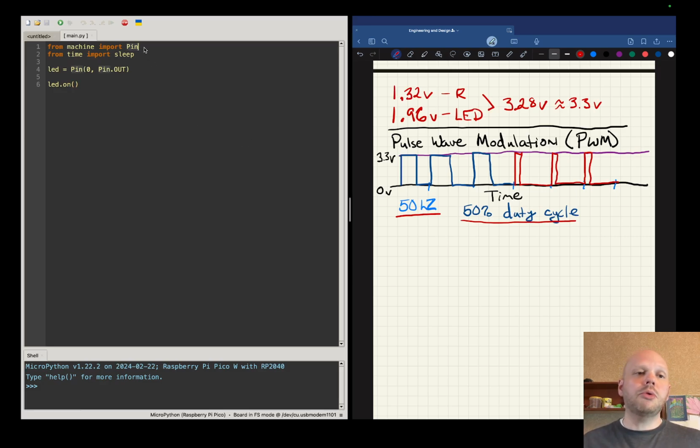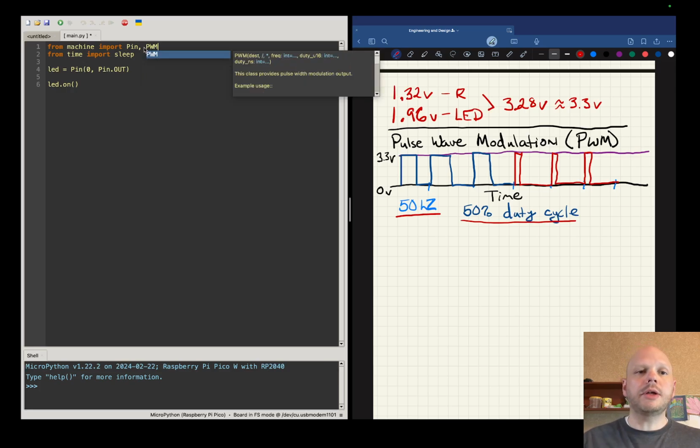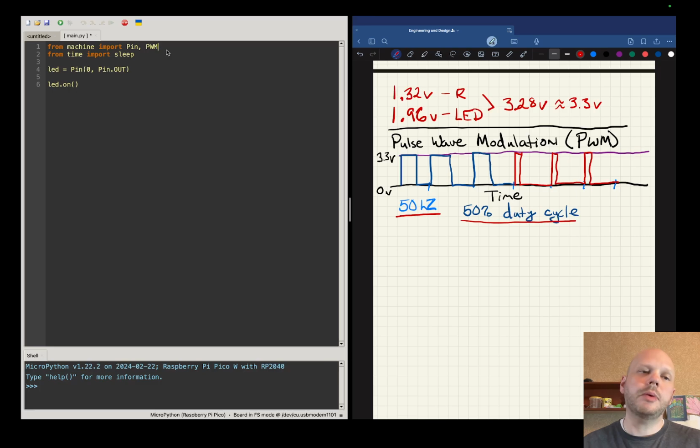So we're going to import from machine another module, or another class called PWM. So from the machine module, we're going to import the PWM class. And what we have here for LED is actually an LED pin. So I'm going to change that to be LED pin.